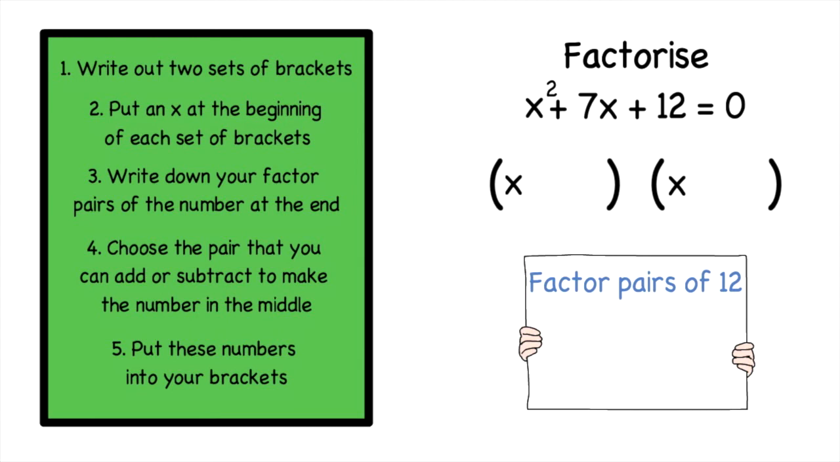The factor pairs of 12 are 12 and 1, 2 and 6, and 3 and 4. These numbers all multiply together to make 12. Then I need to choose the pair that I can add or subtract to make the number in the middle, which is a 7. There's no way that I could make a 7 out of adding or subtracting a 12 and a 1, nor is there any way of making a 7 by adding or subtracting a 2 with a 6. However, I can add the 3 and the 4 together to make a 7, so these are going to be my numbers.